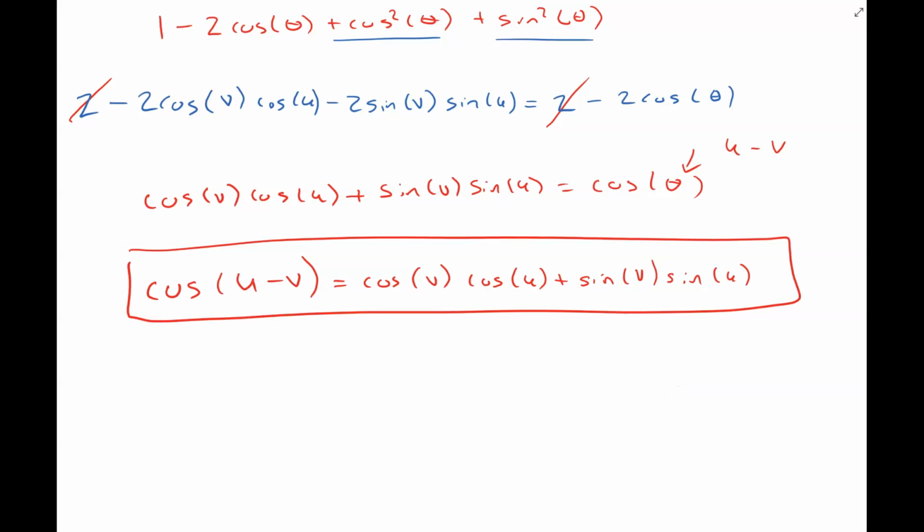Everybody's okay with what we did there. So that's our first identity. We're not going to derive any more of the identities. We're going to build them out of this one. It's going to be fun. So what if I want cosine of u plus v now?